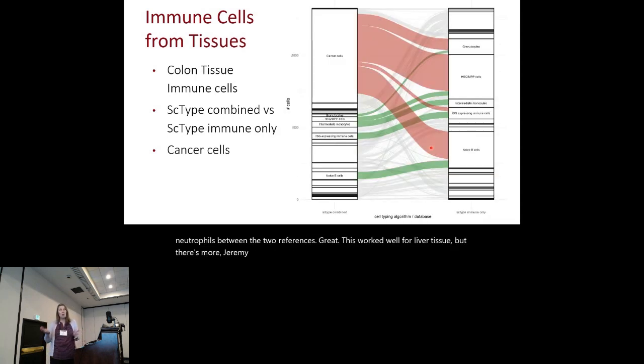Jeremy moved on to look at the colon tissue using the same 2 references and found that a lot of the cells were annotated as cancer cells, and those are highlighted here in red.